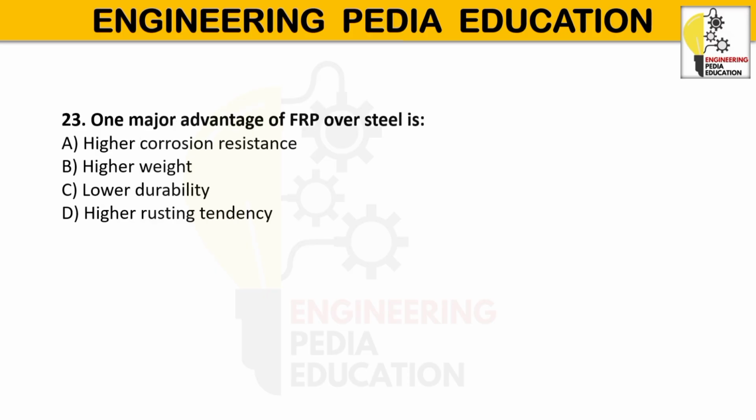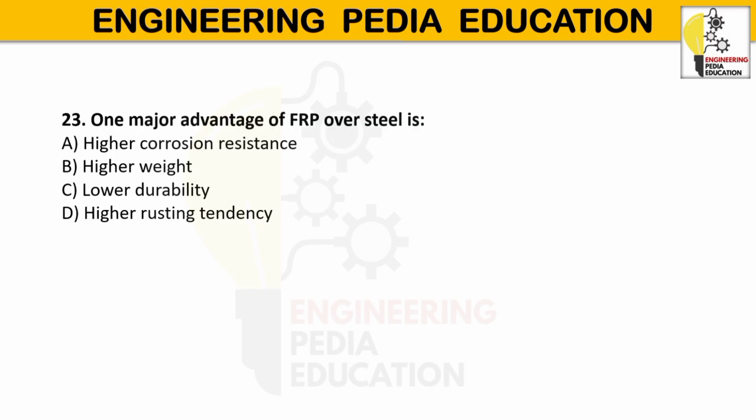FRP and steel are both important construction materials, but they have different properties and applications. Steel is a traditional material known for its high strength, stiffness, and ductility. It is widely used in buildings, bridges, and reinforcement of concrete. However, steel is susceptible to corrosion, especially in coastal areas or chemical environments, and therefore requires protective coating or maintenance.